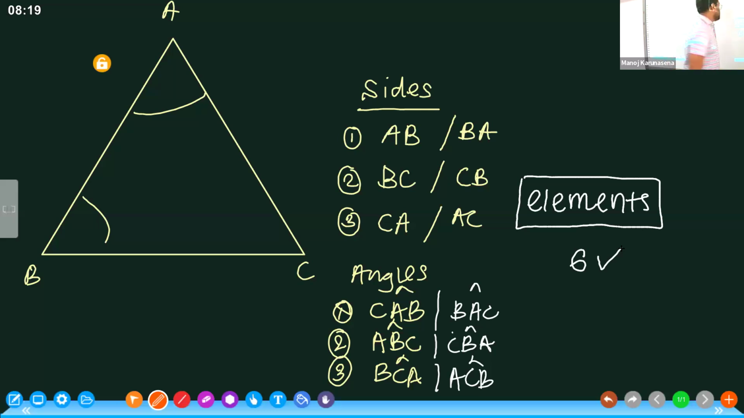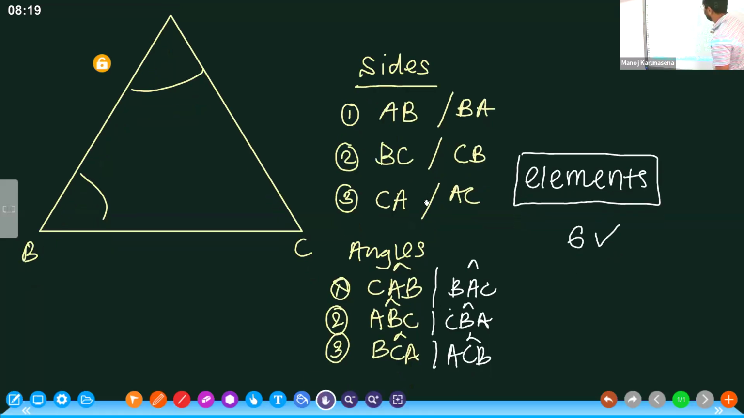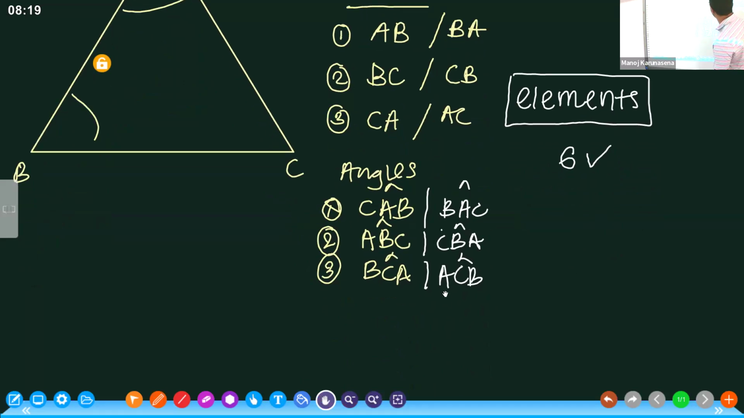Right. Let's consider a triangle like this.